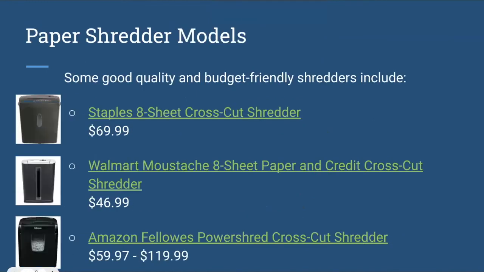So there are many paper shredder models, and we'd also love to hear from you if you have any past experience with ones or if you have a recommendation. But some good quality and budget-friendly shredders that the creator of this presentation found were the Staples 8-sheet crosscut shredder for $69.99, the Walmart Mustache 8-sheet paper and credit crosscut shredder, $46.99, or the Amazon Fellows Power Shred crosscut shredder for $59.97 to $119.99. So if you want to access the sites where these shredders can be found, just click on the links once you receive the copy of the presentation, and the links are located where the green writing is on the screen.